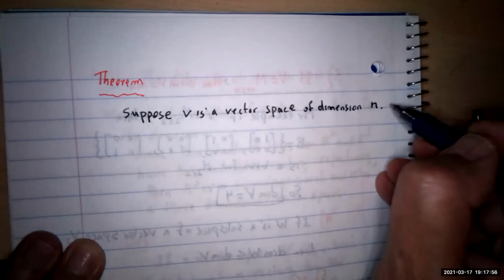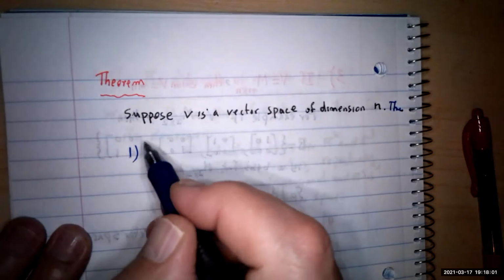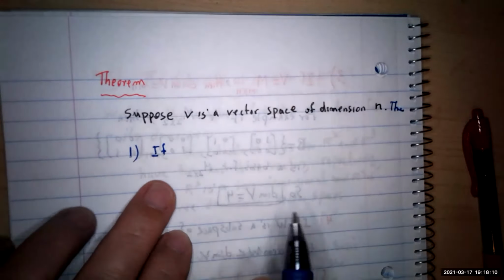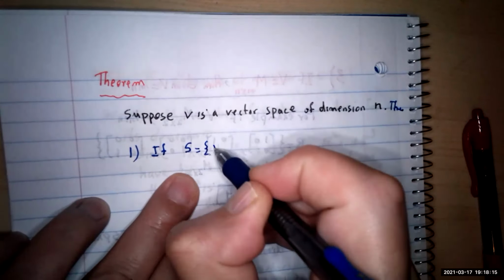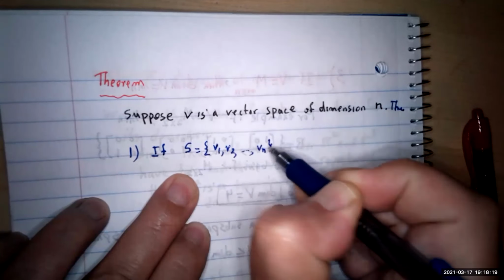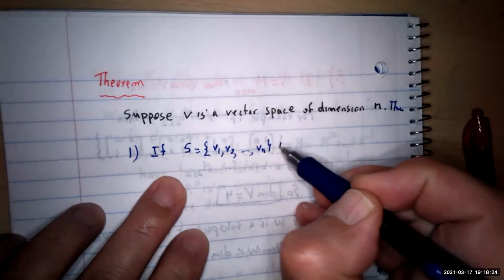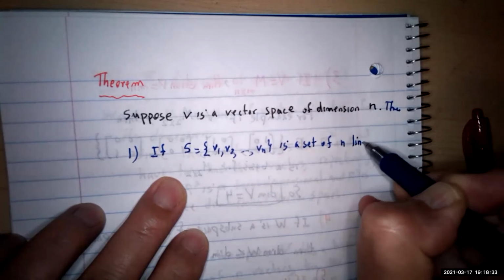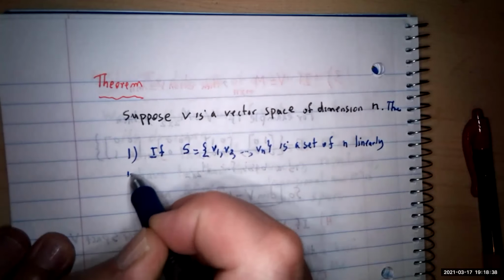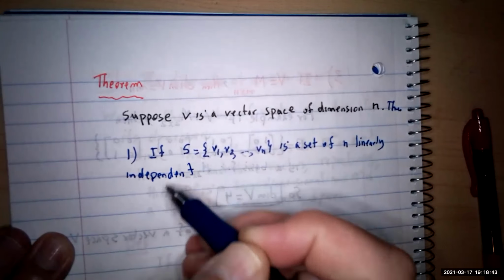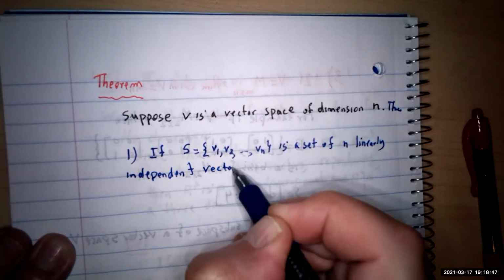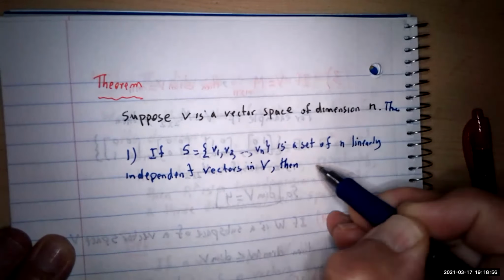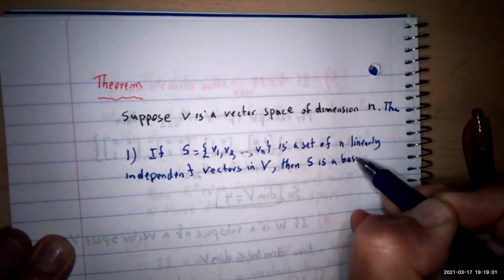Part one: if you have a set of vectors, we call it S, with v1, v2, up to vn, and this is a set of n linearly independent vectors in V, then automatically S is a basis for V.